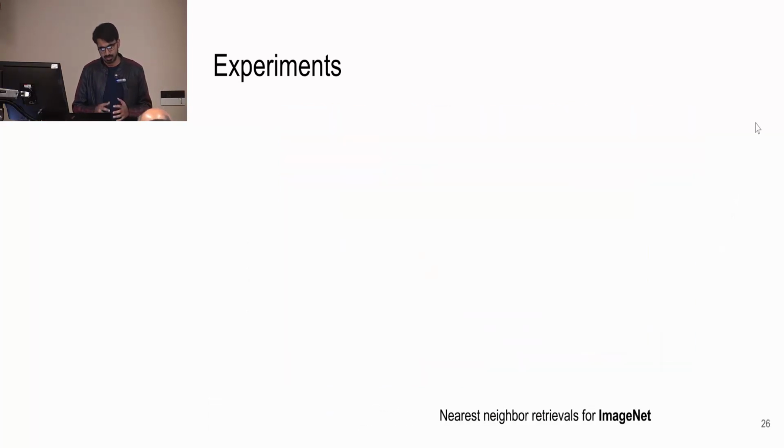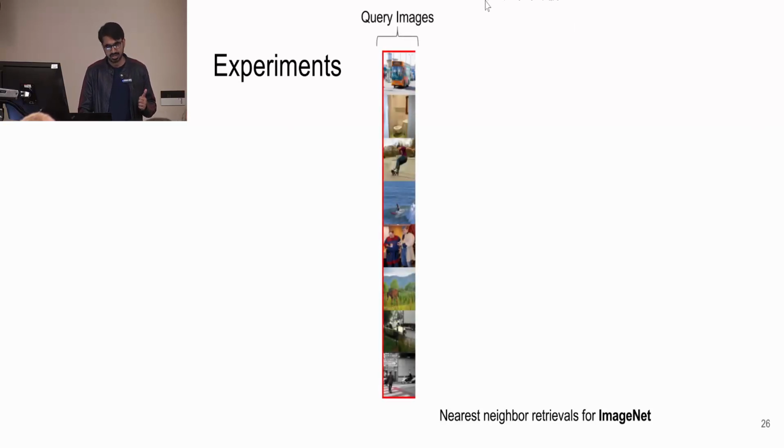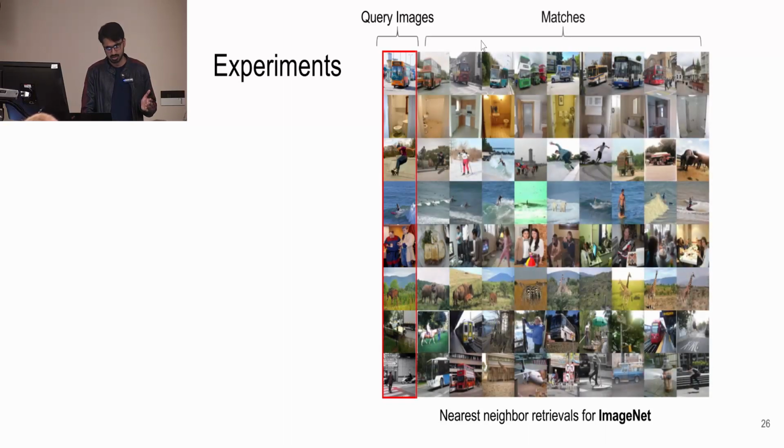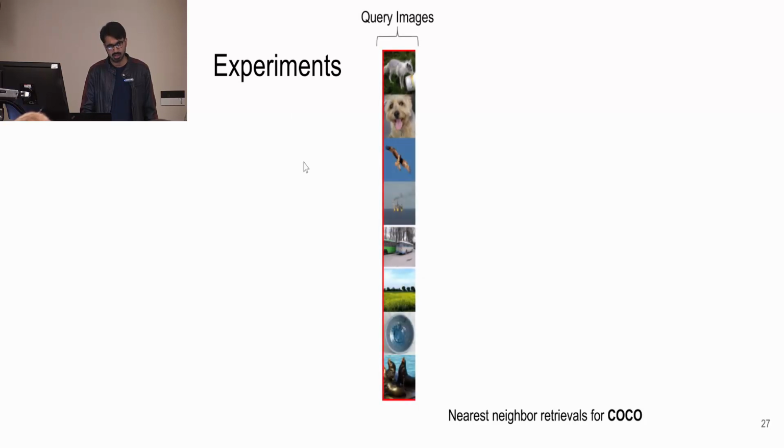Another experiment which can demonstrate that the representations learned are indeed good is image retrieval. So what they did is, given a query image, they retrieved the nearest neighbor image from the ImageNet dataset, and you can see that matches are indeed similar to the query image. They did a similar experiment for Coco dataset.